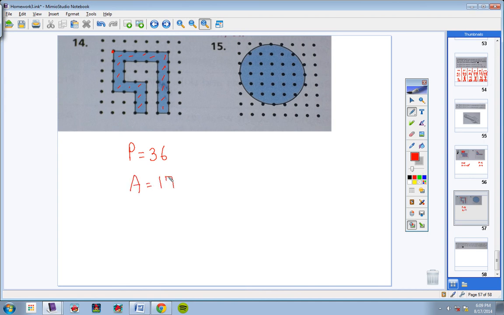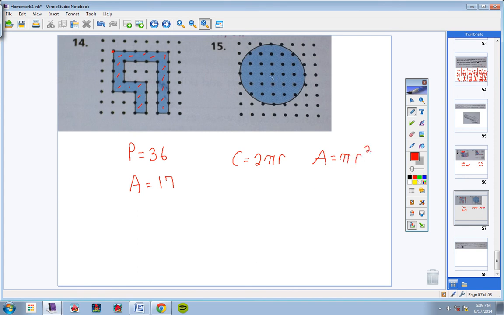Now this circle is going to be a little different. You understand it's going to be really hard to try to count around the circle because you're not using straight lines. It's going to be hard to find the area too. So what we have to do is remember how to find the circumference or perimeter is 2 pi r, and the area of a circle is pi r squared.